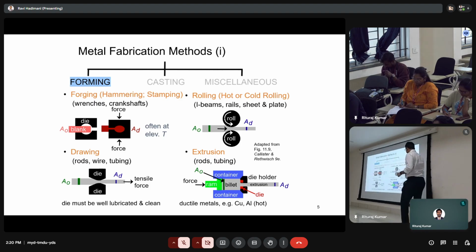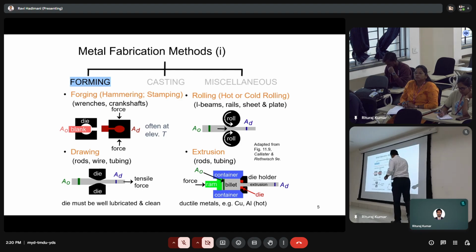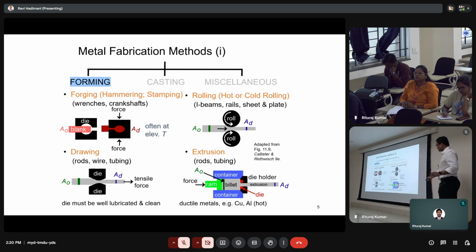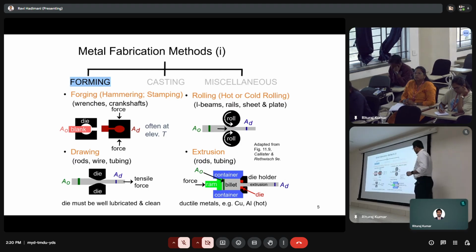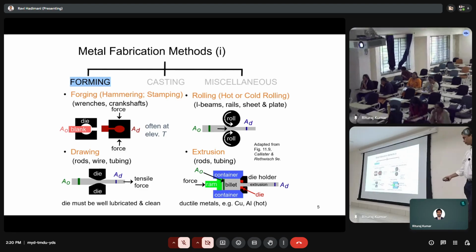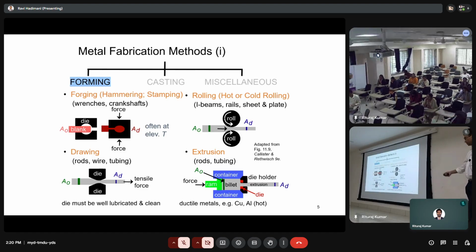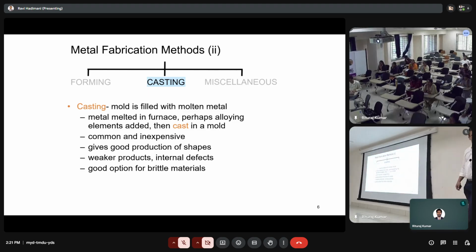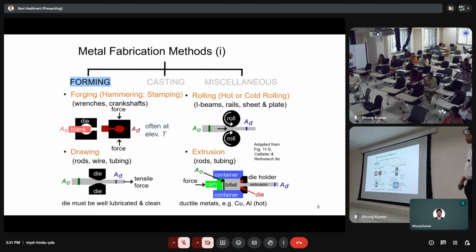The last one is extrusion. Extrusion is using a ram in a specific constrained geometry with a die. So here you extrude a material. These are done for rods and tubes. This is for ductile materials such as copper and aluminum, and for aluminum it's normally done at higher temperatures. So these are different types of fabrication methods.